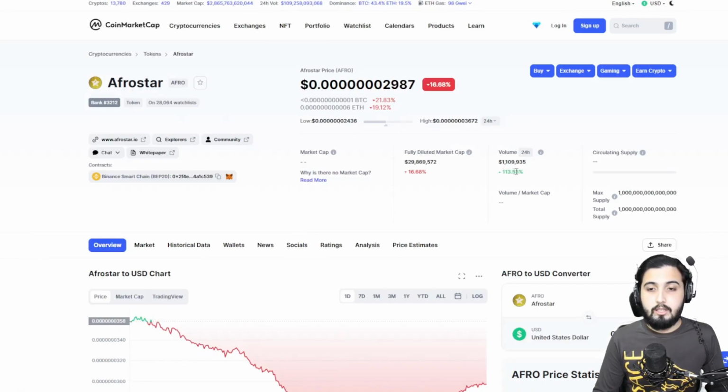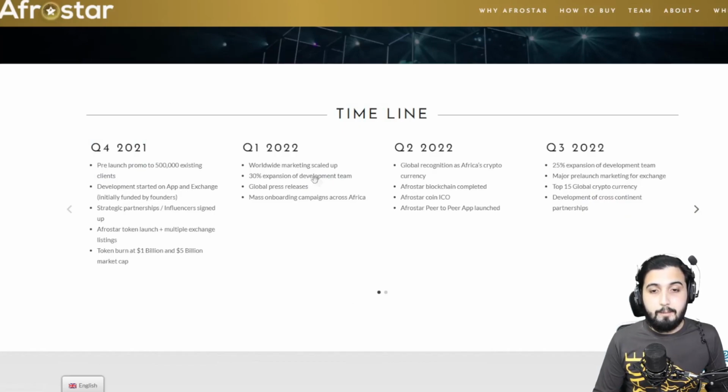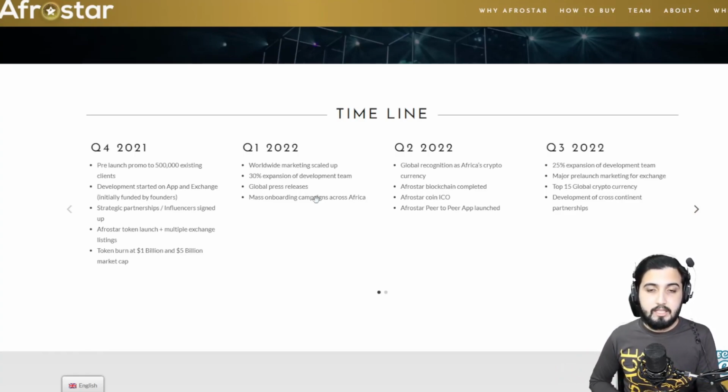You can see the 24-hour trading volume, which is really huge, $1,109,000, which honestly is pretty massive. And this is one of the biggest signs that this is heading down the right path. The pace that this project has is really insane, and currently a lot of the projects are still developing.